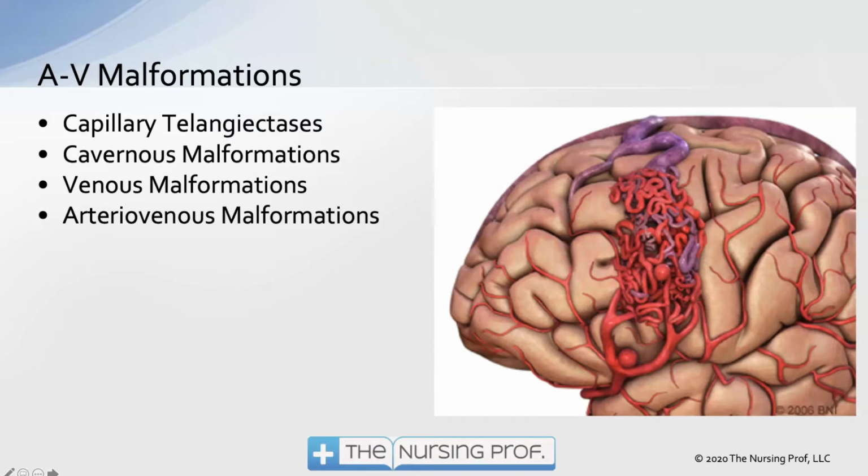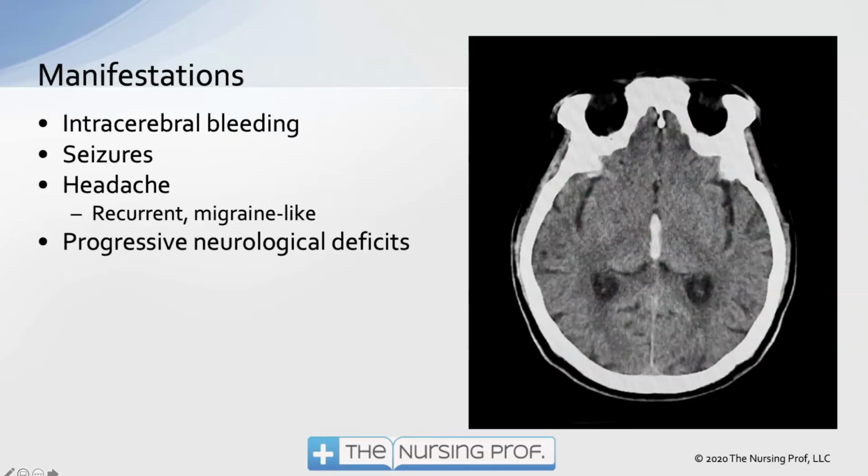Because of that, and they're not where they're supposed to be and functioning the way they're supposed to be, these can tend to be more fragile than the normal vasculature. So AV malformations would be a problem in that they could burst. And then we have a bleed in the patient's brain as well, depending upon where that vessel is, probably in most cases going to be subarachnoid. Symptom-wise, we're going to have intracerebral bleeding, seizures, headache, maybe recurrent migraine type of headache, progressive neurologic deficits.